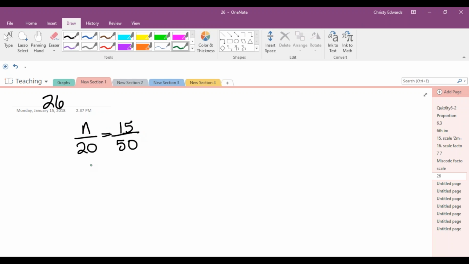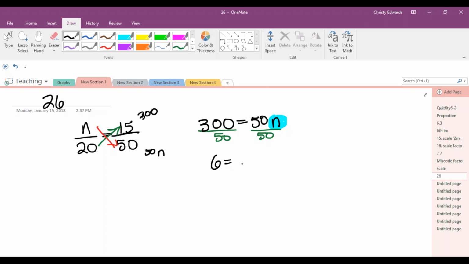If 2 fractions are equal, we know what is also equal. Remember this? Cross products, right? 20 times 15 is 300. n times 50, 50n. Remember what we do? Those are also equal. So I can put together an algebra problem where I solve for n. Divide by 50. 300 divided by 50 is 6. Yeah, good. Does that make sense?